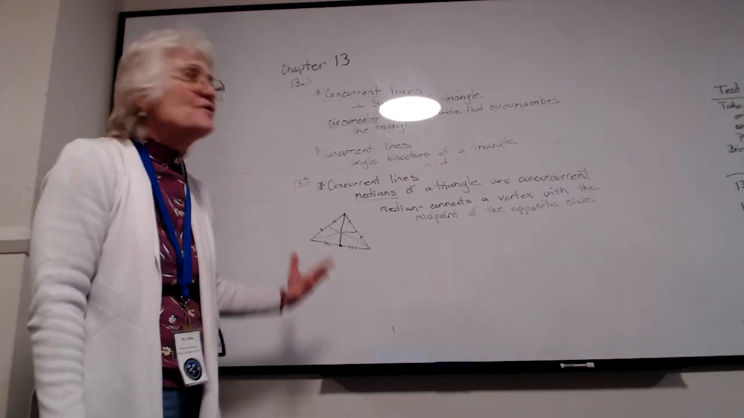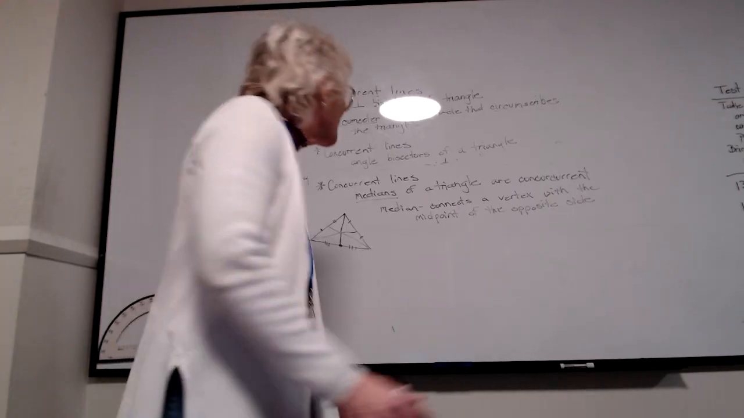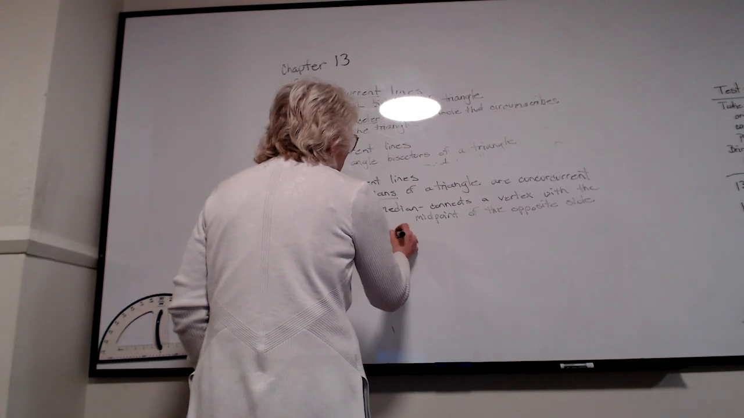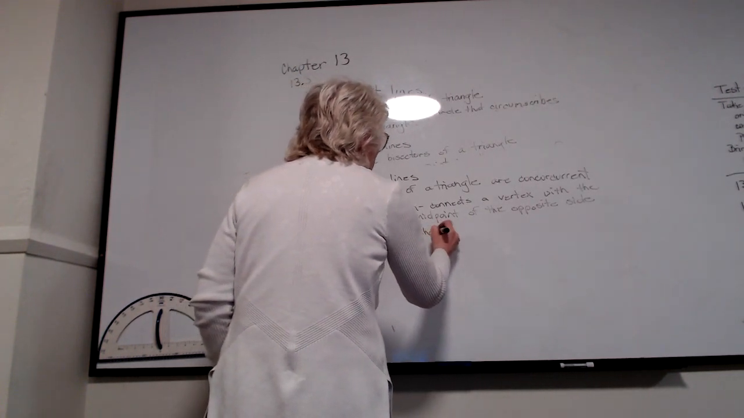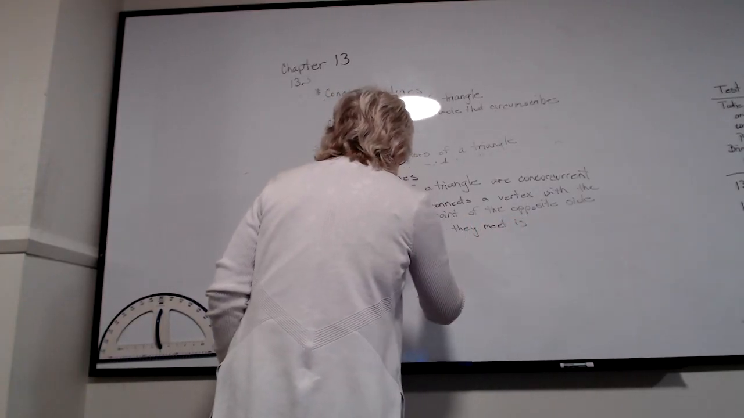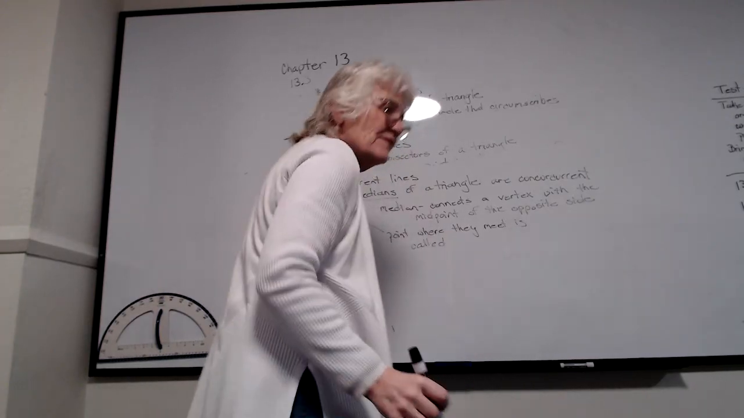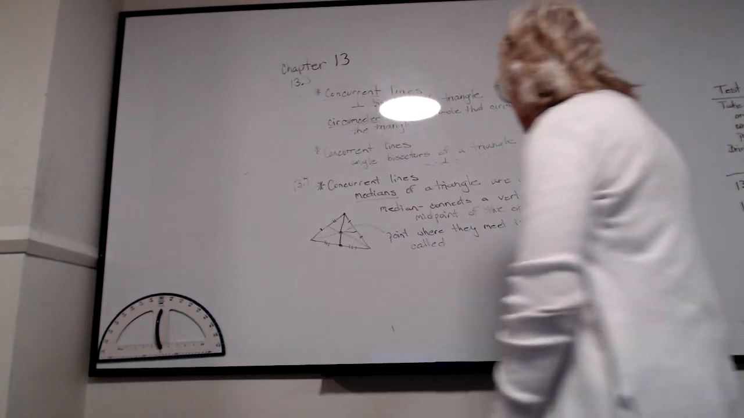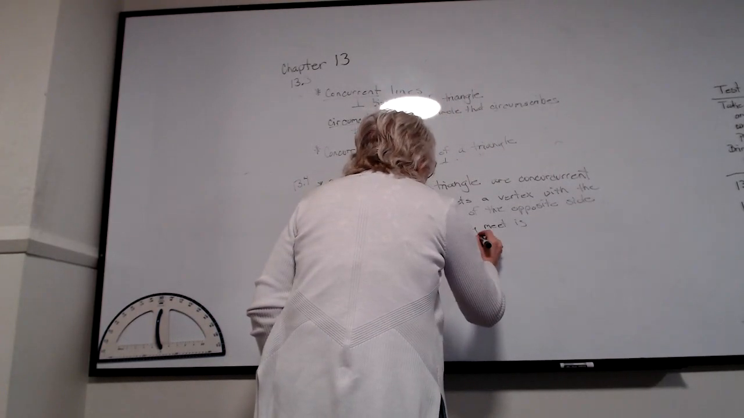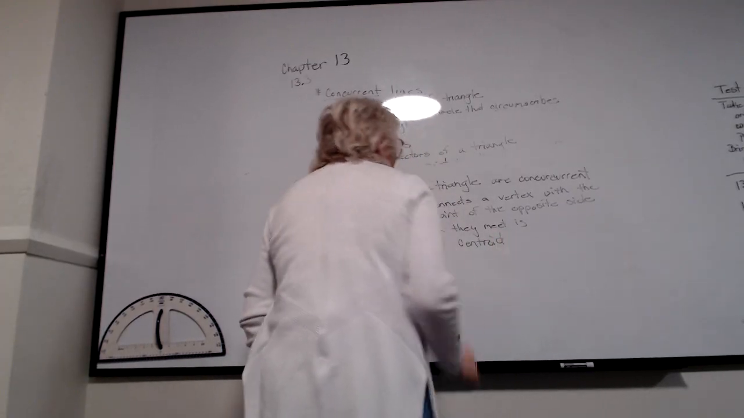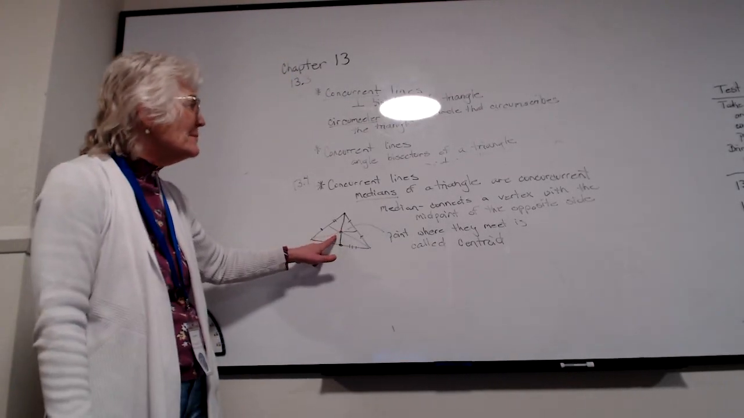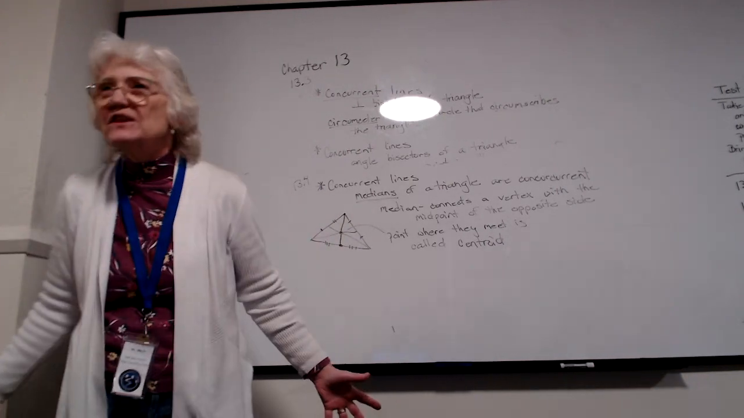That's just something that you know: they are concurrent. And it's given a special point. The point where they meet is given a special name. It is called, and I forgot, centroid. That's right, centroid. So really, that's all they're talking about. The centroid is the point where they meet. There is no special circle that you get from that.